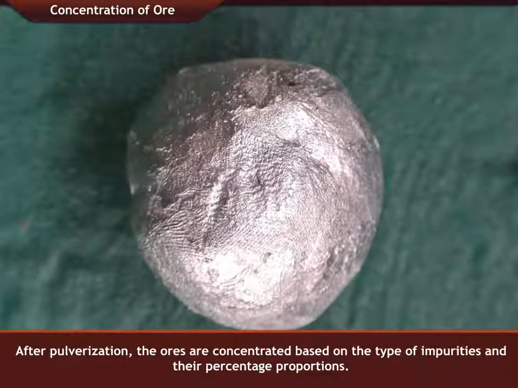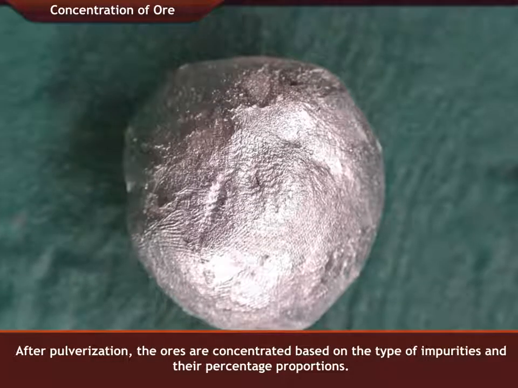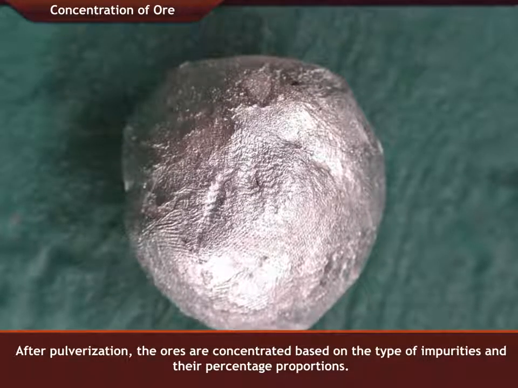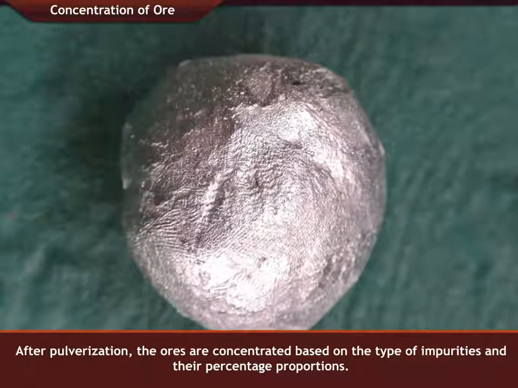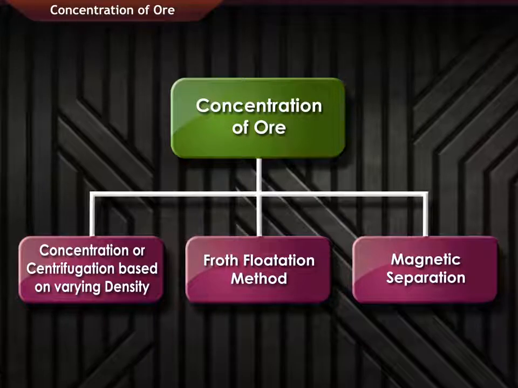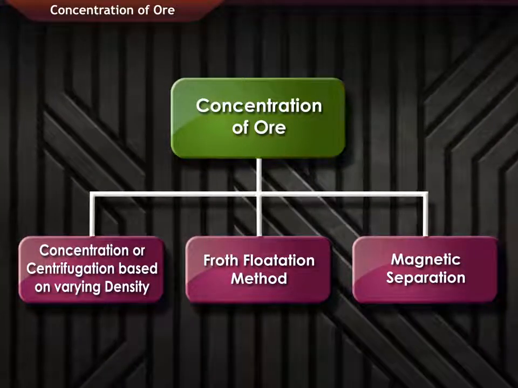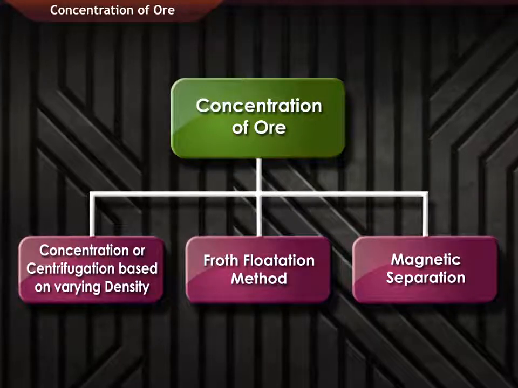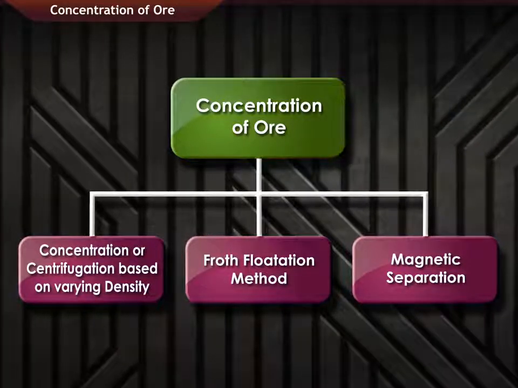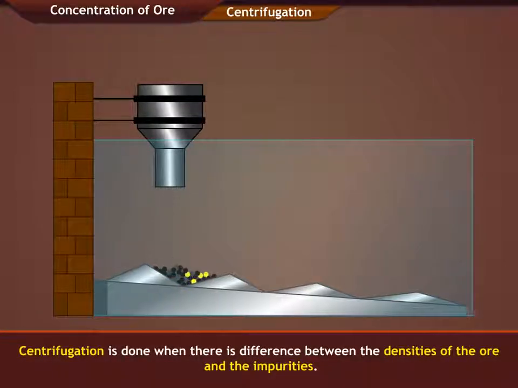After pulverization, the ores are concentrated based on the type of impurities and their percentage proportions. Removal of impurities results in concentration of the ores. Concentration can be done by any of the 3 methods. Centrifugation is done when there is difference between the densities of the ore and the impurities.